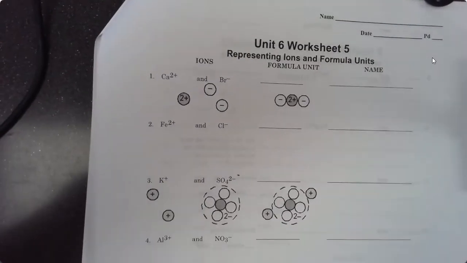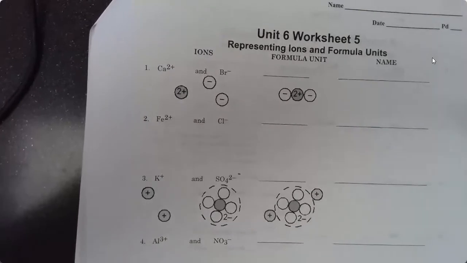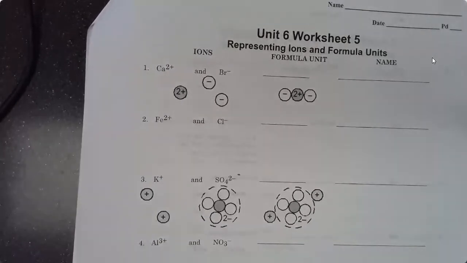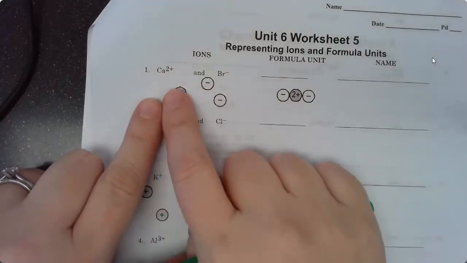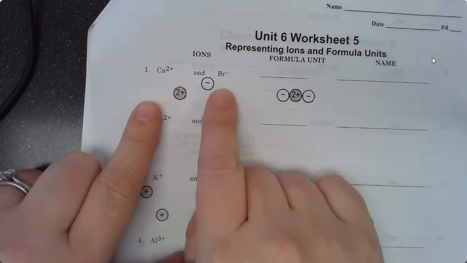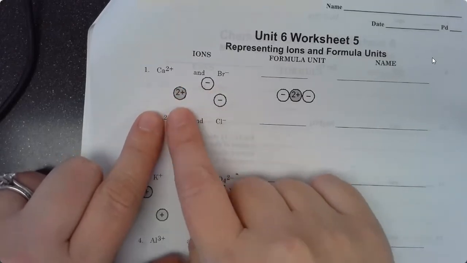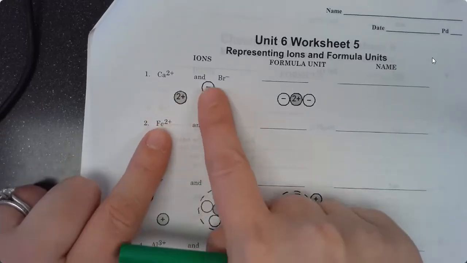Okay, so for worksheet number 5, what we're going to do is solve some puzzles and draw some pictures. We've got a bunch of things here that we're going to draw out for each of our samples. So up here at the top, it gives us 2 ions that we're going to join, calcium with bromine. And they're even so helpful as to tell us how many we need. Why do we need 2 of the bromine and 1 of the calcium?